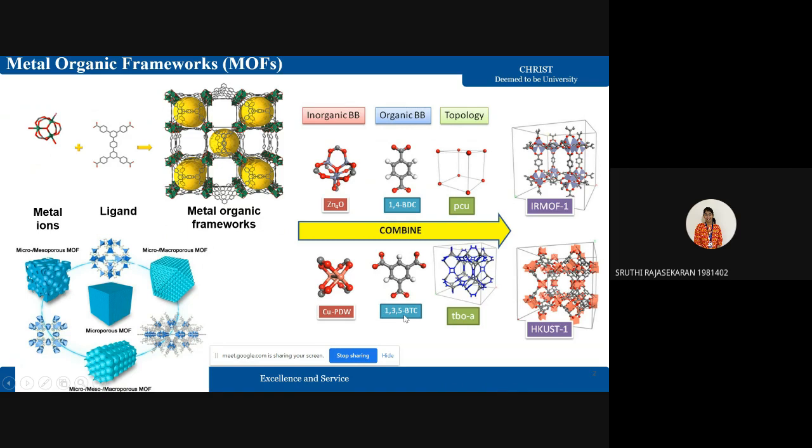The main challenge faced in the field of metal organic frameworks was that the synthesis of bimetallic MOFs is rare and not yet reported. We took this as a challenge and synthesized a bimetallic organic framework.